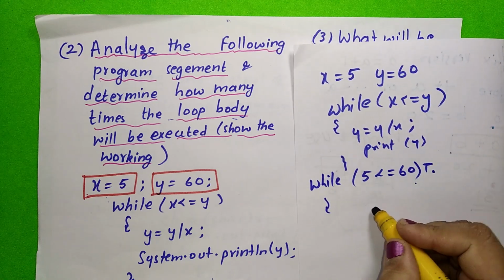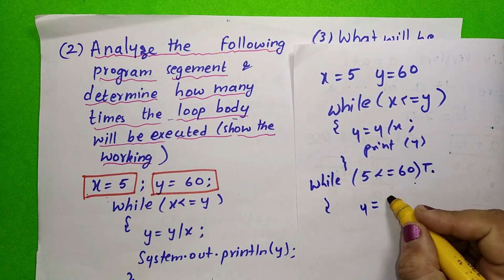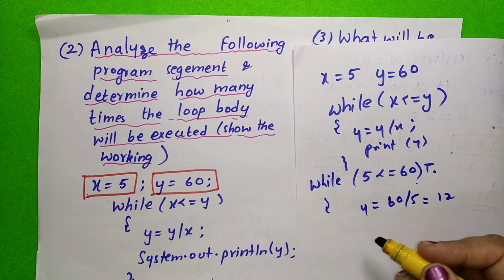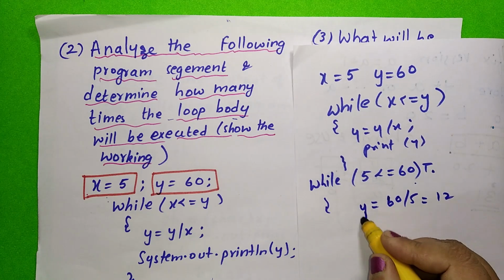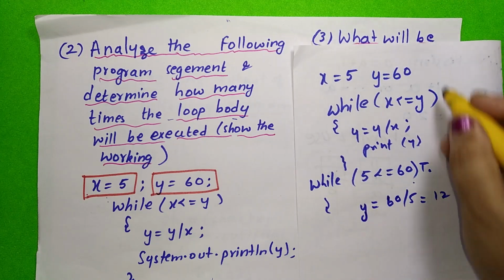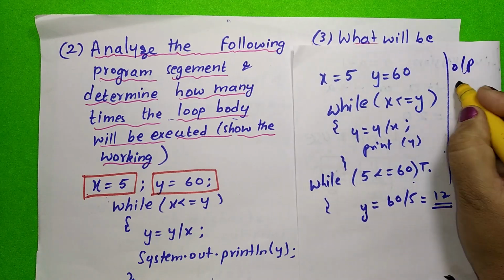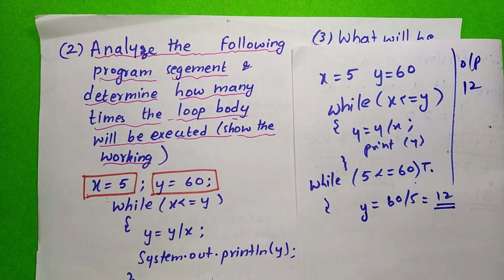So y is equal to y by x. So what is this? This is 60 by 5. 60 by 5 is how much? 12. 12 5s are 60. And it is going to print y. So let me write here the output. So it is going to print y. So it is going to print 12. Fine. After this, it is going to go on the top of this loop again.